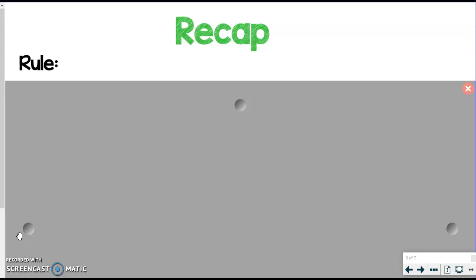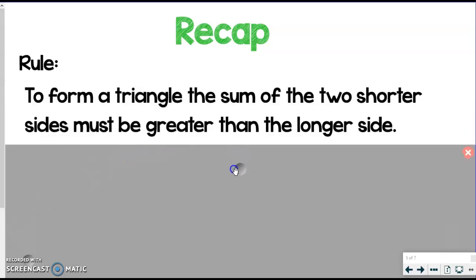So the first rule that we're going to recap is what we discussed on Tuesday with those triangle examples. This is talking about whether or not you can form a triangle given certain side lengths. To form a triangle, the sum of the two shorter side lengths, that's the really important part, must be greater than the longer side.